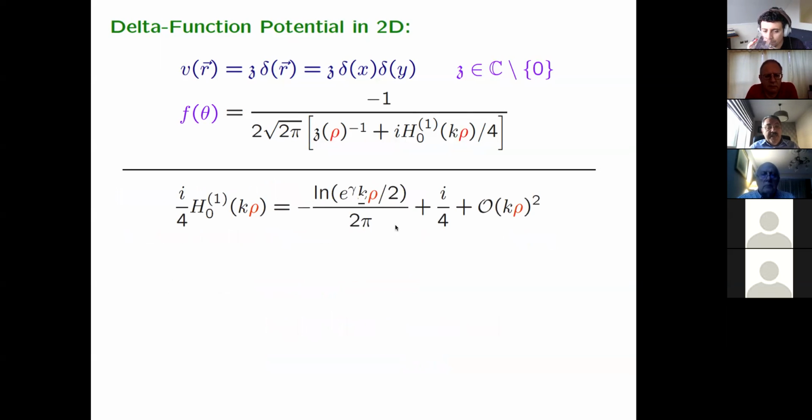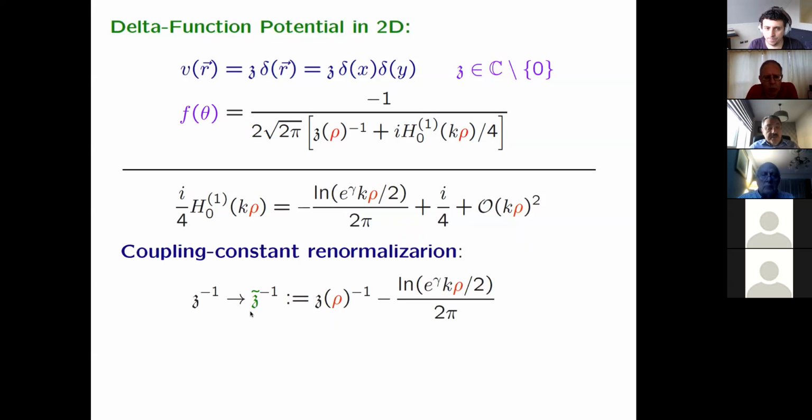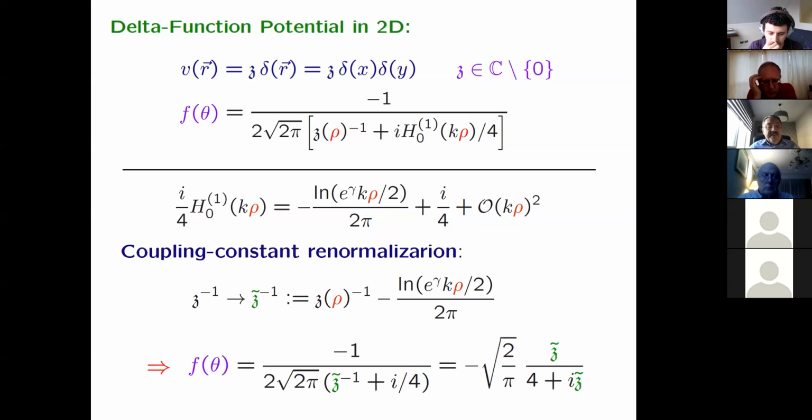This is the series expansion, and you see this is the origin of the singularity. You have a logarithmic singularity. And you do renormalization by demanding that zeta becomes the renormalized coupling constant, which is defined by that. So you essentially put this infinity inside here and then subtract it out. So with this procedure, you substitute this here, you get this formula for the scattering amplitude. So the formula is very simple. It's minus √2 over pi, the renormalized coupling constant, over 4 plus i times the renormalized coupling constant.